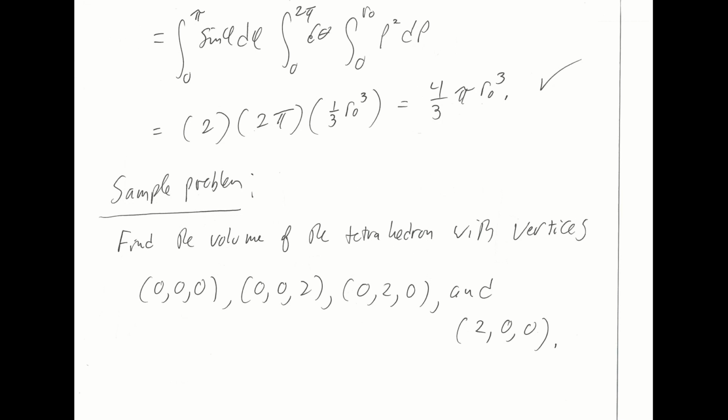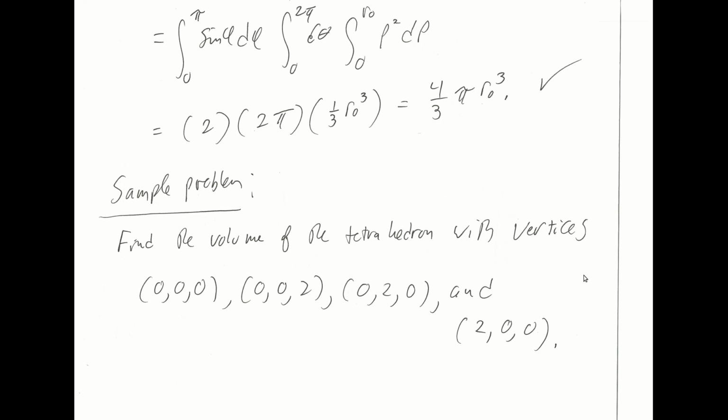As a final sample problem, let's consider a tetrahedron. This would be a geometric object with 4 vertices and flat sides in some sense. I want you to consider a tetrahedron with these 4 vertices, and find its volume. Tetrahedrons are sort of like pyramids. They're not exactly like the pyramids in Giza because those have square bases. But if you made a pyramid with a triangular base, that would be a tetrahedron. It's got flat sides and 4 vertices or 4 corners.